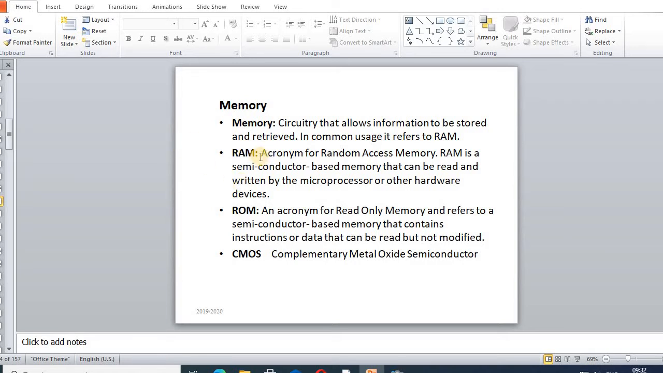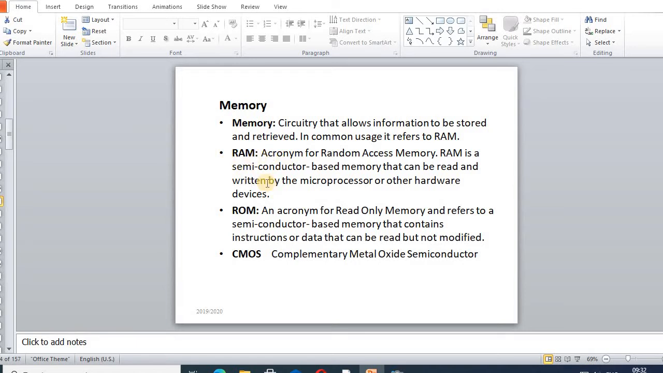Now, in common usage, it refers to a RAM. This is the RAM that we have been talking about. RAM is random access memory. RAM is a semiconductor-based memory that can be read and written by the microprocessor or other hardware. So a memory will always be overwritten, either by the user of the machine, by the processor, or by the hardware. We have ROM for read only.